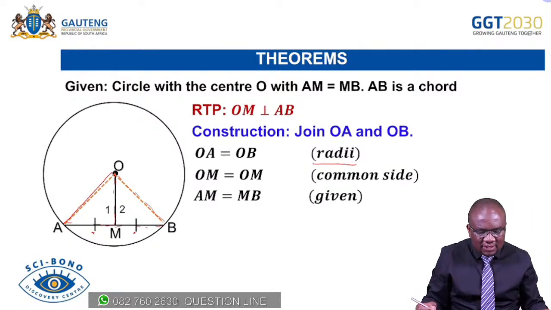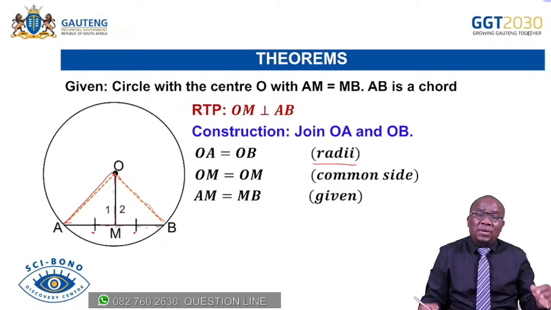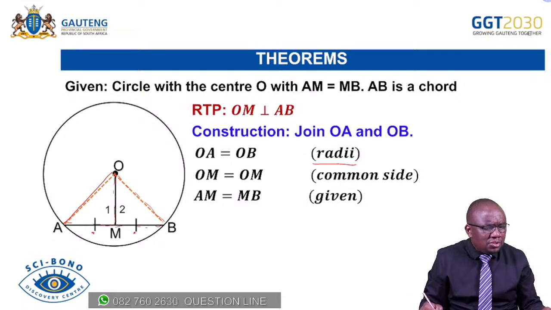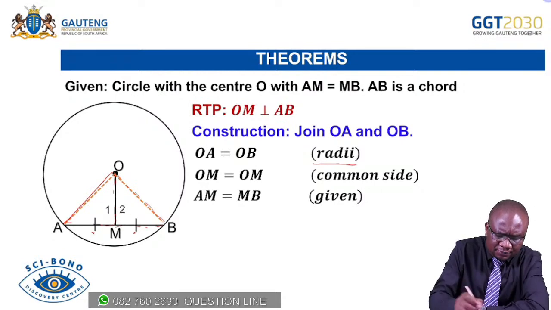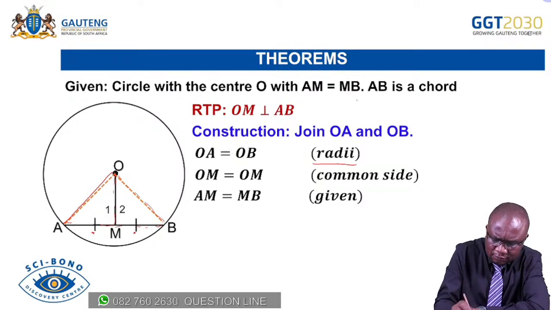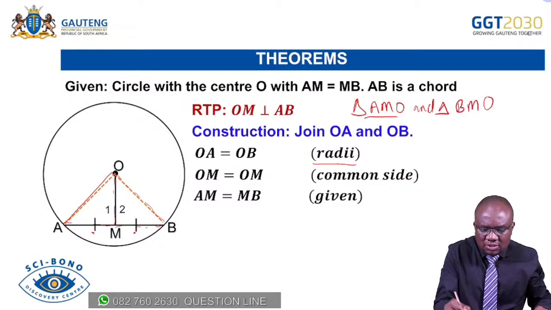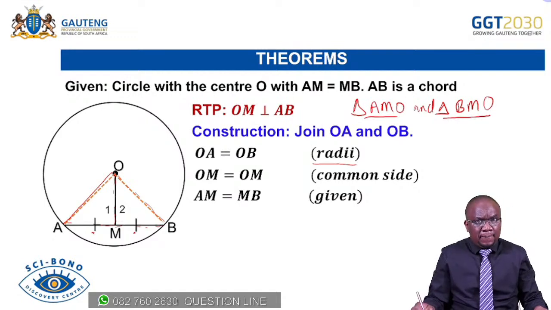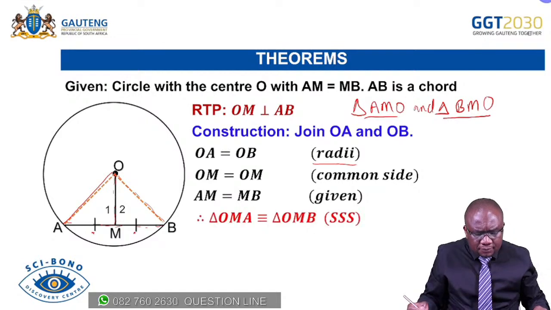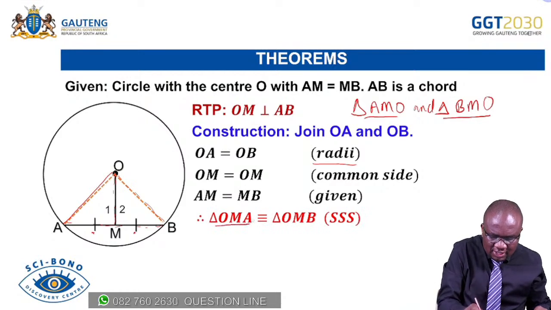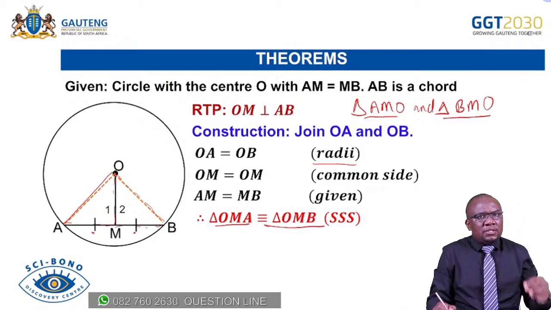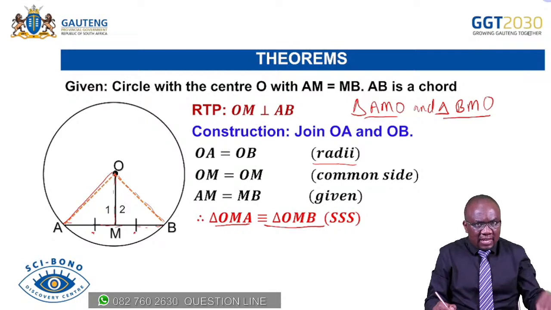And then we have another side, AM is equal to MP. We're given that. Now, are these two triangles congruent? I forgot to give you the triangles. We're looking at triangle AMO and triangle BMO. These are the two triangles that we've been looking at. You see that? And so now we can say these two triangles are congruent. Why? Because side, side, side.